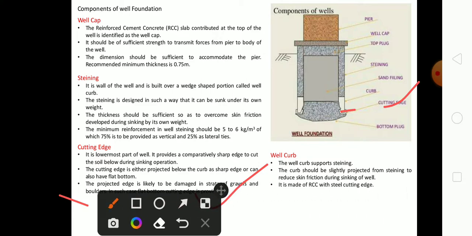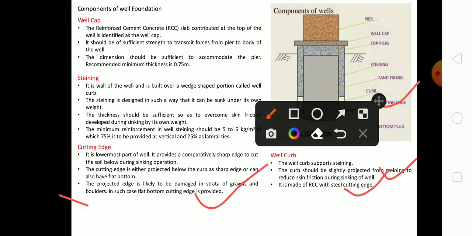So next one is the well curve. What is the well curve? The well curve supports the staining. The curve should be slightly projected from the staining to reduce skin friction during the sinking of the well. It is made of RCC with a steel cutting edge. So these are the well curve details.